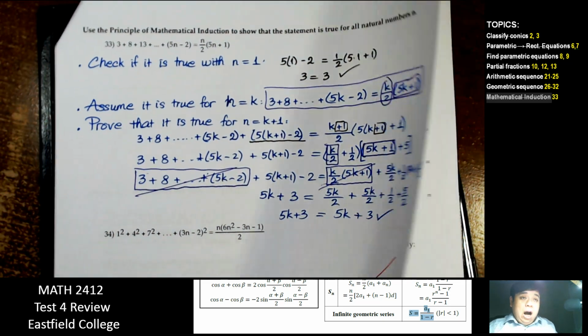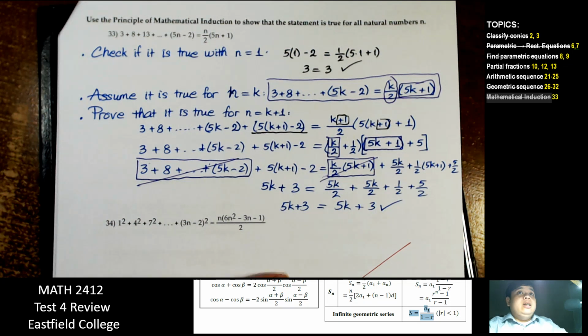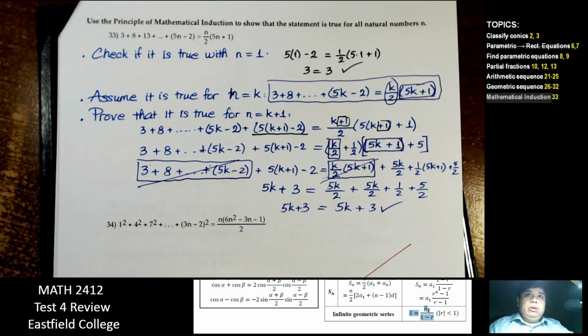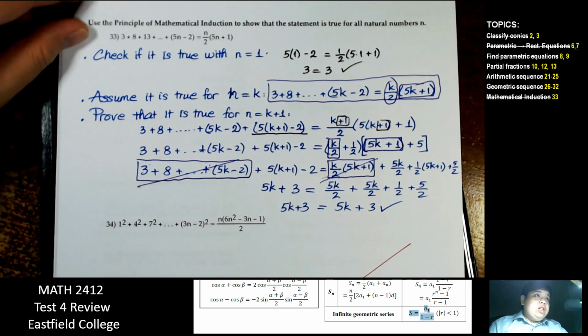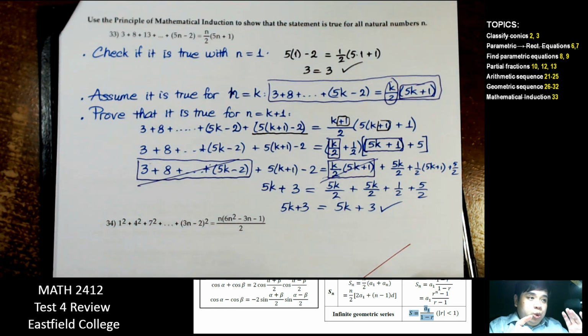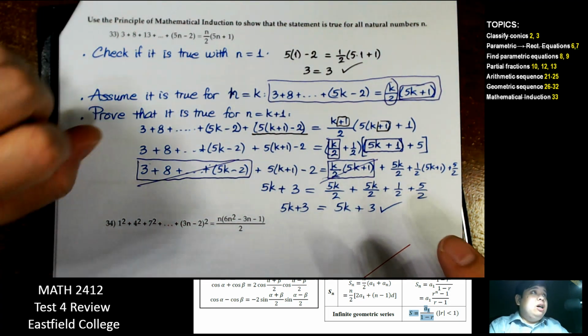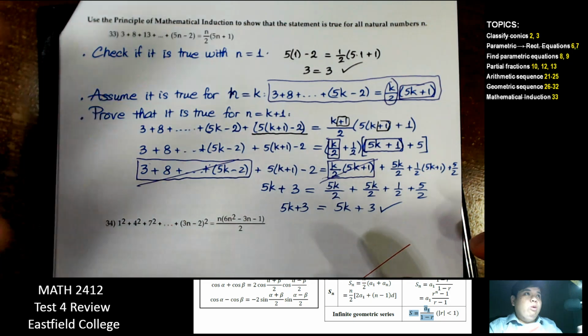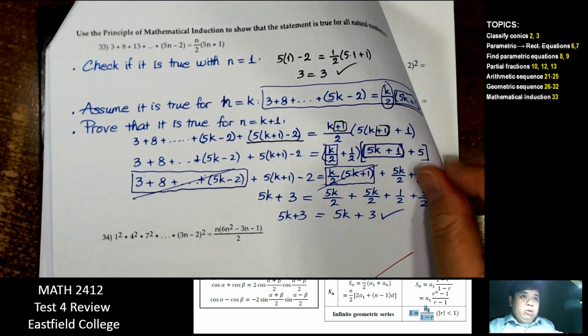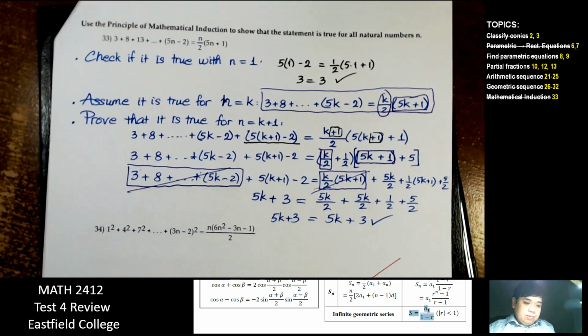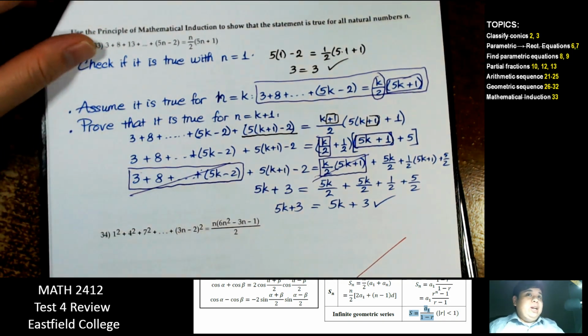Right. So with that, we should cover everything needed for the review. As mentioned before, this is only the part between test 3 and the final. To review for the final, you need to go over all 4 reviews like this. I hope it helped, and good luck on your final.